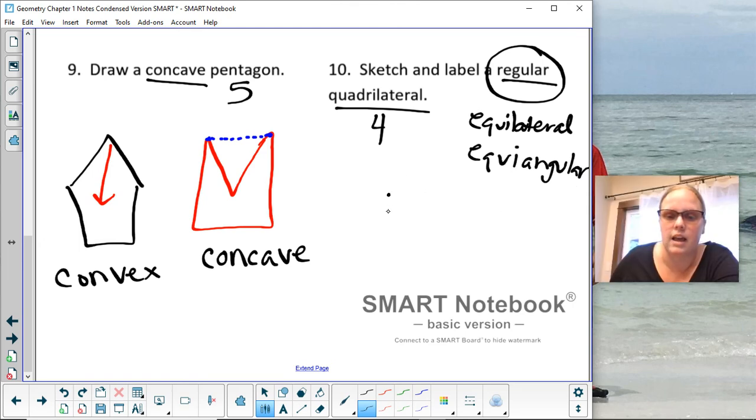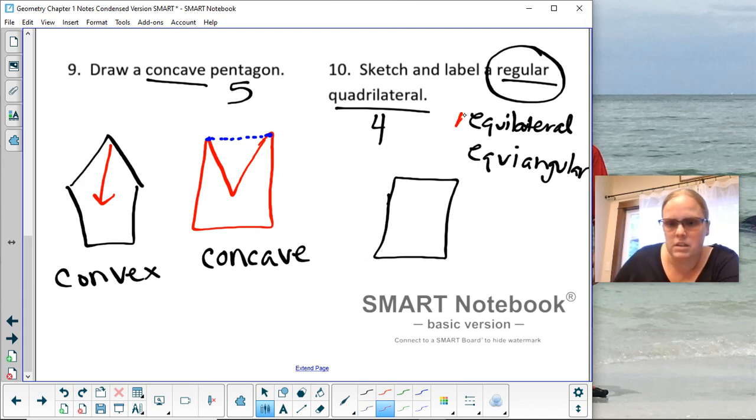So I need 4 sides. And that does not look like perfect straight lines, but remember, in our assumptions, if we are drawing these, lines are straight. To be equilateral, I'm going to put hash marks in all of the sides to show that all sides are the same length. And then to be equiangular, I need to put hash marks in the corners showing that all the corners are the same measure.